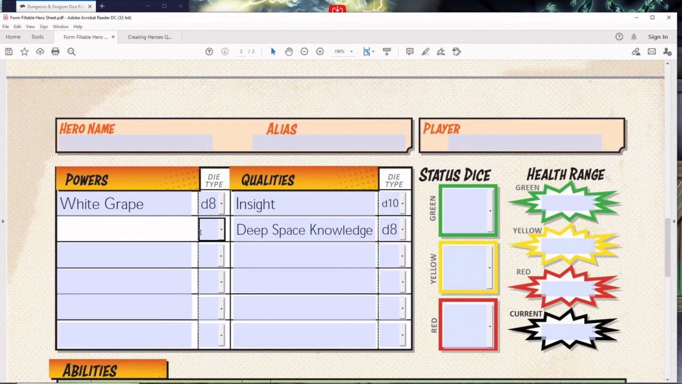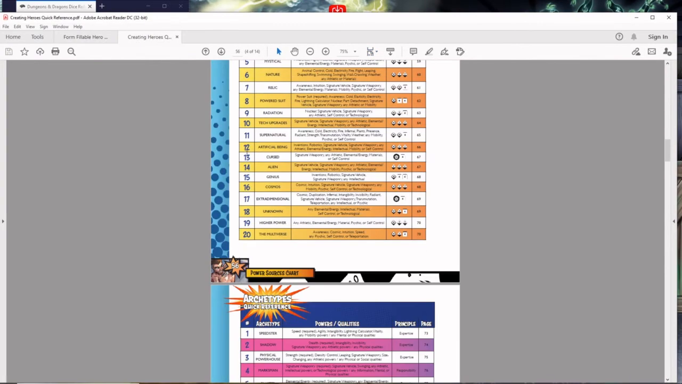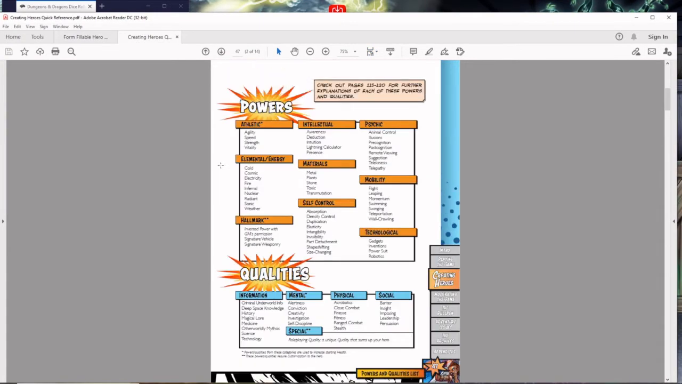Now let's look at these others. Intellectual powers, mobility, self-control powers. Let's look at what those are up here. Okay, so mobility is all the travel stuff: flight, leaping, momentum, swimming, swinging, teleportation, wall crawling. Intellectual is awareness, deduction, intuition, lightning calculator, and presence.